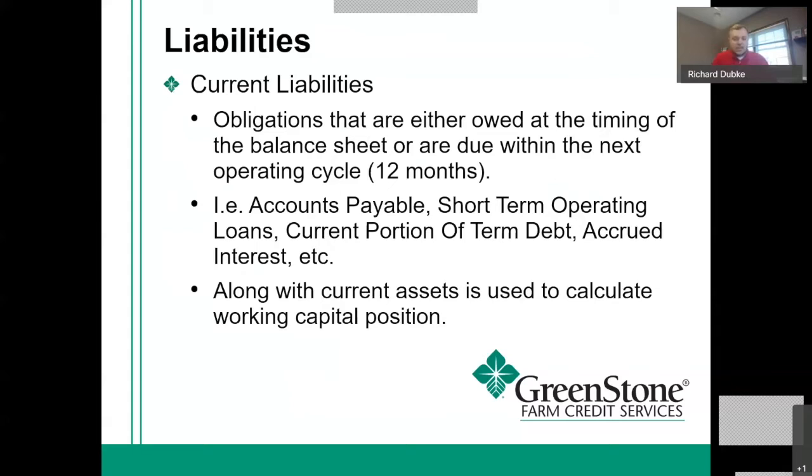These would be things such as accounts payable. Those could be notes that you have out on elevators, or seed and spray bills, stuff like that. Short-term operating loans, your revolving lines of credit that are due in the next year, your current personal term debt, current interest on your loans, and any other debts that would need to be satisfied within that 12-month window. This is the other half of your working capital calculation to help identify your working capital position.